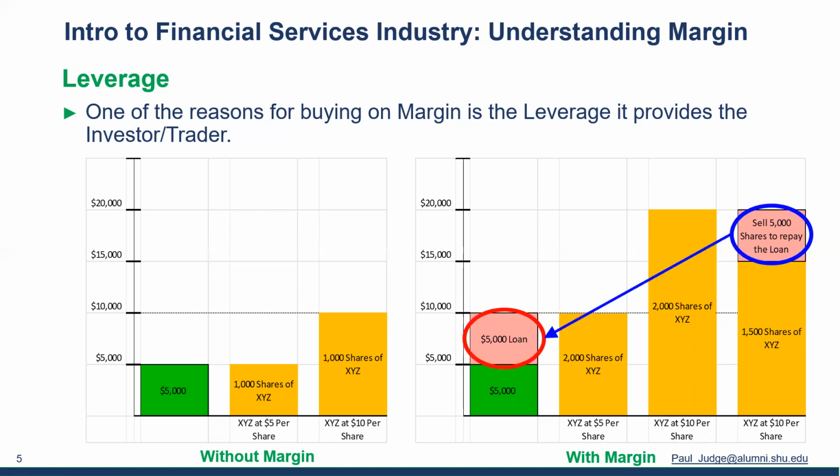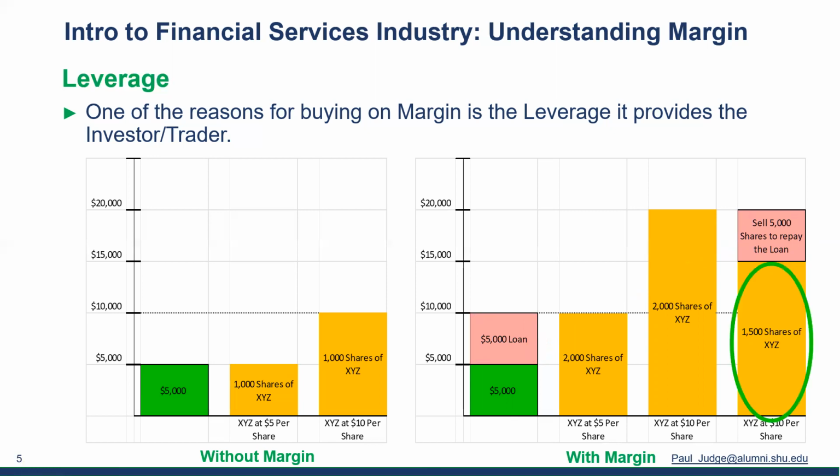And this means the investor can now sell shares to pay off the $5,000 loan, which will leave the investor with $15,000, or 1,500 shares. So the investor started with $5,000 of their money, and now they end up with $15,000. They tripled their money, right? Whereas in a regular account, you would have doubled your money. In this account, by using margin to create greater leverage, greater buying power, you tripled your money.